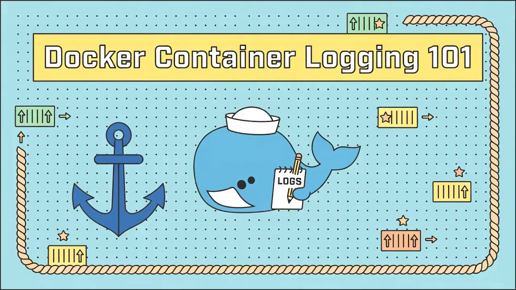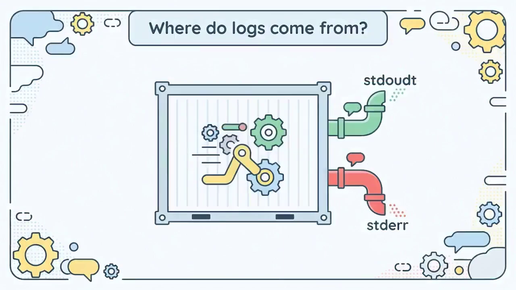Docker container logging doesn't have to be a mystery. Every container produces output, and Docker gives you the tools to capture, view, and manage that output from the host. Container logs come from two streams inside the container: stdout for normal output and stderr for errors. Docker captures both, so nothing your process prints ever gets lost.